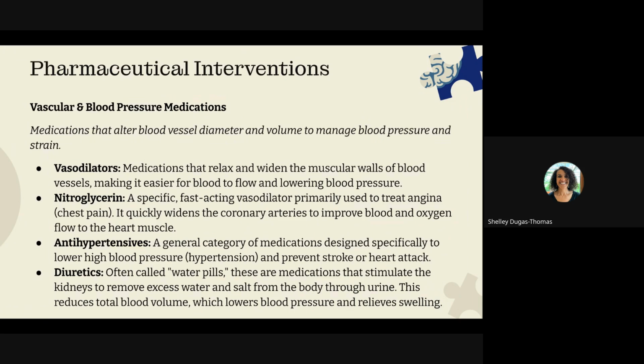Vasodilators relax and widen, or dilate, blood vessels to lower pressure. Nitroglycerin is a famous example used for immediate relief of angina. Antihypertensives, that's anti-high blood pressure. And diuretics, these are your water pills. They increase urination to lower total blood volume.